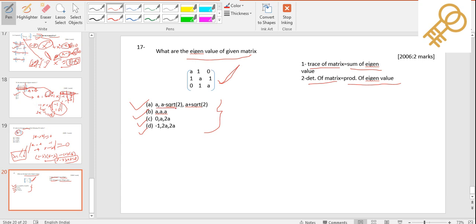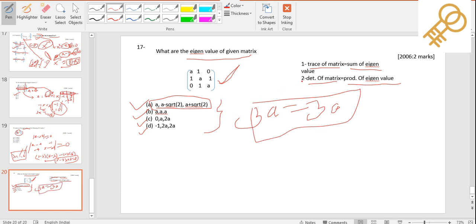So take the first option, and as we know the trace of the matrix will always be equal to the sum of the eigenvalues. The trace of the matrix is 3a, right? And it should be equal to the sum of the eigenvalues. The eigenvalues for option A, if you sum, you'll get 3a only. So this condition is satisfied. Now move to the next condition: the determinant of the matrix should always be equal to the product of the eigenvalues.